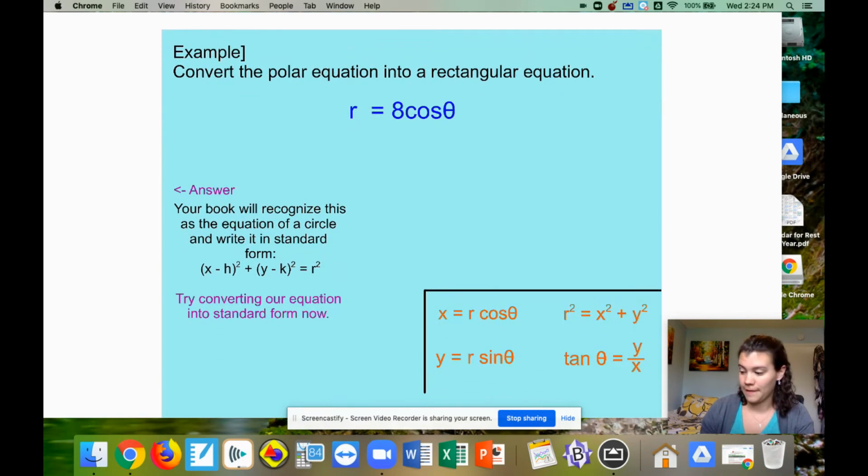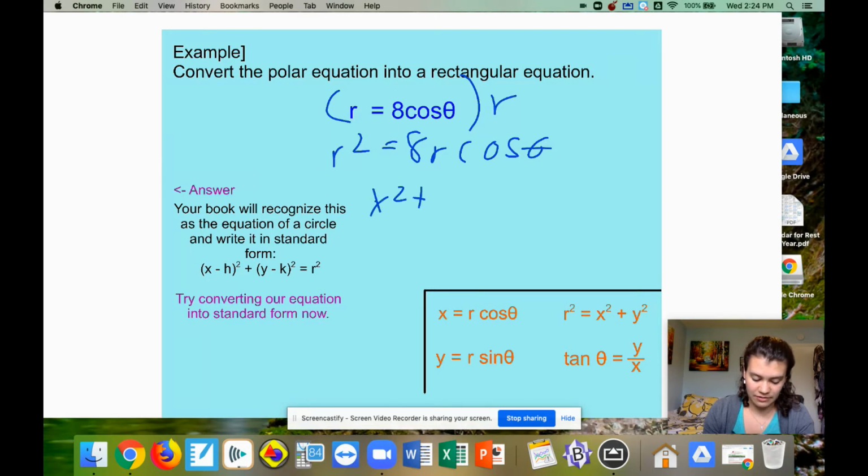Okay, this one's going to be a little bit more complicated. So I don't have anything equals r, and I only have a cosine, so it'd be nice if I had like an r squared and an 8r cosine. So I'm going to multiply everything by r to get r squared equals 8r cosine theta, which then will give you x squared plus y squared equals 8x.